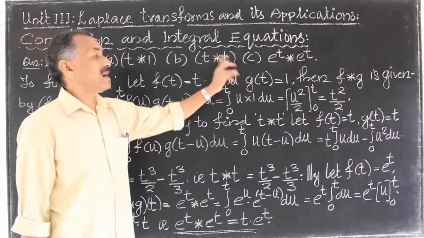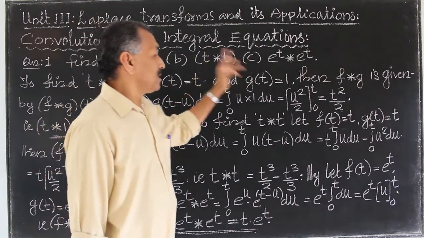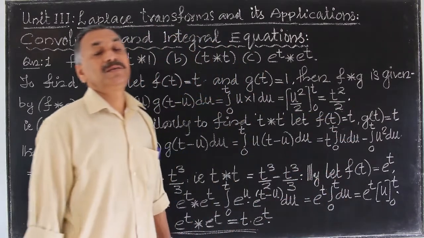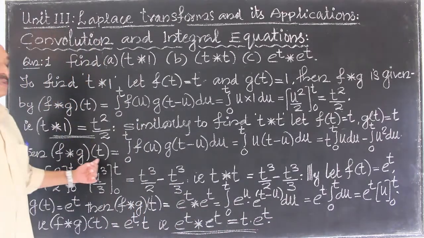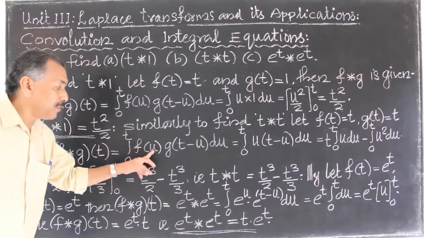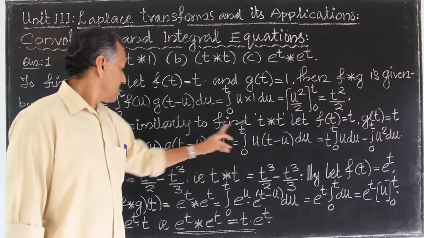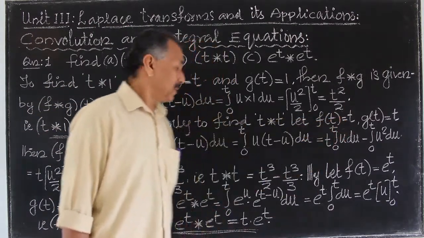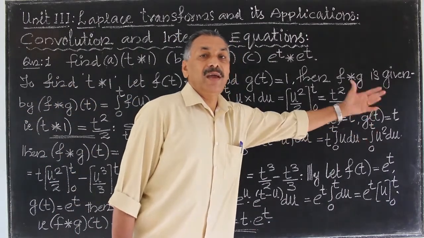Similarly, to find t star t, what is f of t? Let f of t is equal to t. What about g of t? g of t is also equal to t. We give both as t. Then f star g of t is equal to integral 0 to t f of u g of t minus u du. Here f of u is u, and g of t is equal to t.